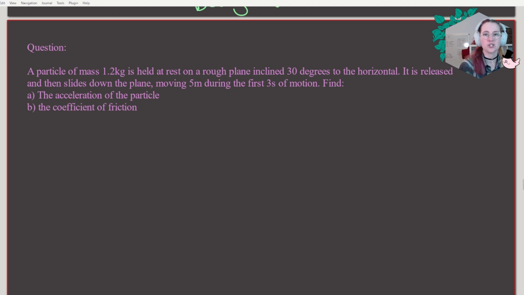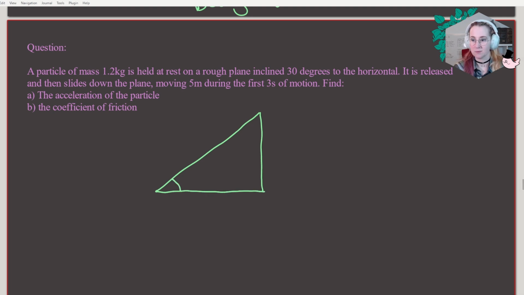Anyway, we have a question. It's really wordy. Let's try and get rid of all the words and just have a drawing. It's moving down a rough inclined plane. That gives me a triangle, 30 degrees to the horizontal, like that. I'll put my box here. It's a particle, but boxes are nicer because we do these little diagrams.